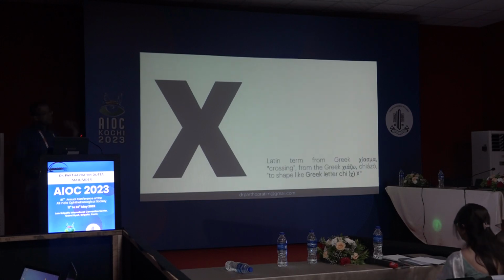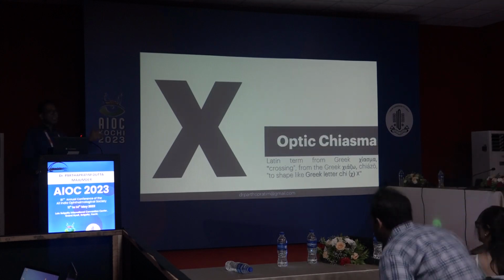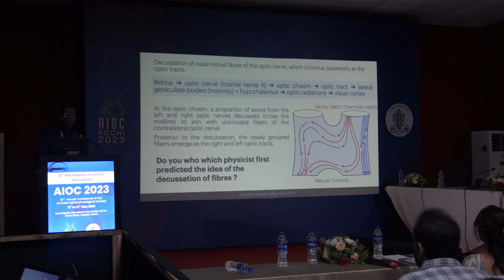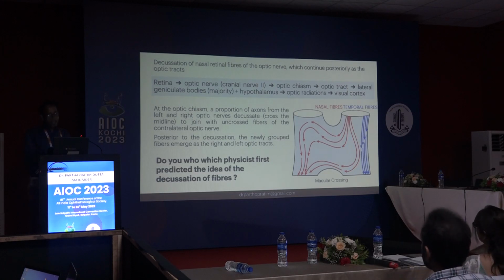So the Latin. So X actually, when I was planning this, I had a lot of difficulty in how to put one ocular structure for that. So then I took help of this Latin term. In Latin, the Greek crossing caused the shape of the letter G or X. So that's why I have taken the optic chiasma for X. Now, optic chiasma, as you know, is the decussation of the nasal retinal fibers, and the optic nerve continues posteriorly from the retina, and all of you have already read this.